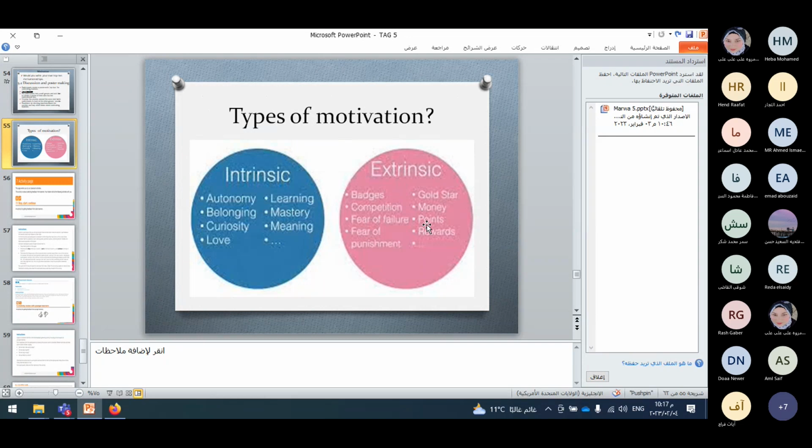How to do this, how to motivate my students? To give them badges, to make competitions, to give them gold stars, to give them money when they win a certain game, for example, or a certain competition, to give them points, rewards, maybe to get them to be afraid of failure, or to be afraid of punishment. I warn them never to be punished. I'll say you will be punished if you don't do blah blah blah. Okay, so this is called extrinsic motivation.